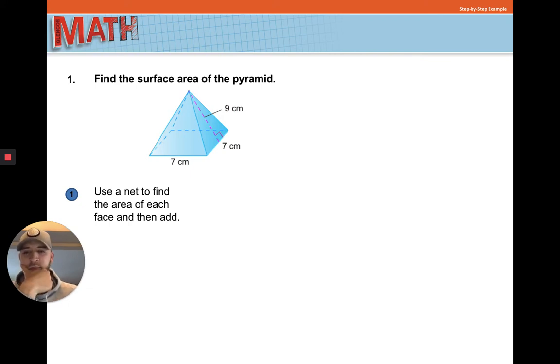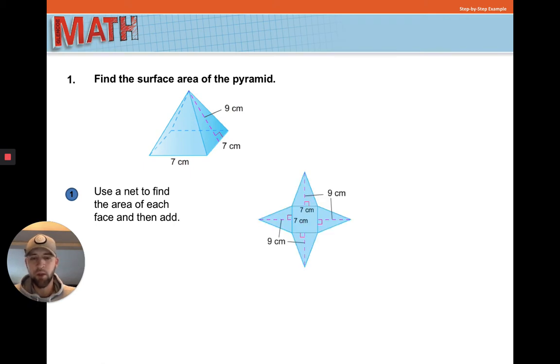All right, we're going to use a net to find the area of each face, and then we're going to add. So all we're doing, we're going to pull these shapes apart, find the area of each, and then add them all together. Okay, so here's what that looks like if they were to just take that shape and flatten it. Okay, we did this last week. Let's see if I can grab my pen here. We did this last week and it seemed to work out okay. We would take just the square at the bottom, and then we would take just the triangles and separate them that way. Whatever works for you, use it.